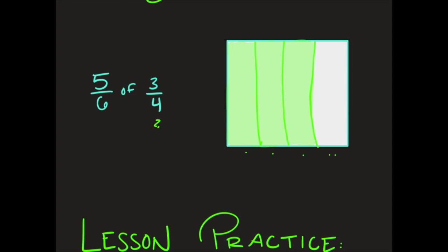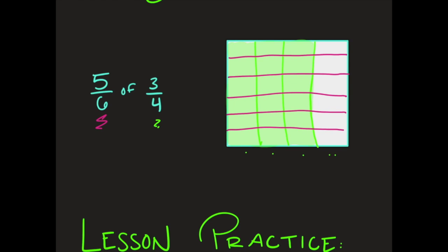Now I want 5/6 of that. Going the other way now, I want 6 pieces. I'm going to do this in pink. So I'm going to draw 5 lines. 1, 2, 3, 4, and 5. Always double checking that I have the right number of pieces here. So 1, 2, 3, 4, 5, and 6. That's perfect because I need sixths.